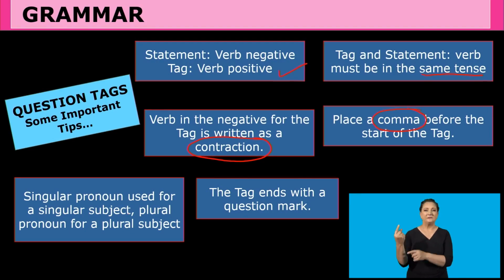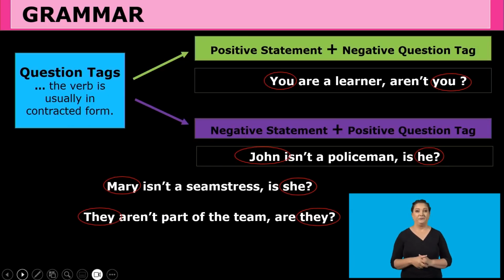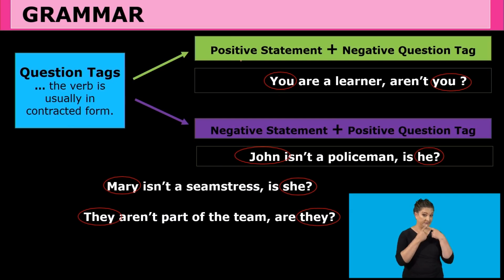The singular pronoun is used for a singular subject and a plural pronoun will be used for a plural subject. So look at the singular, singular, plural, plural. So you have a combination that needs to match. And then the tag always ends with a question mark. So in our examples, we see, all right, the positive statement, but then the tag has a negative, all right? And then your example says, you are a learner, aren't you? All right, so can you see how you tag your question? And then in the negative statement, we have a positive tag question.